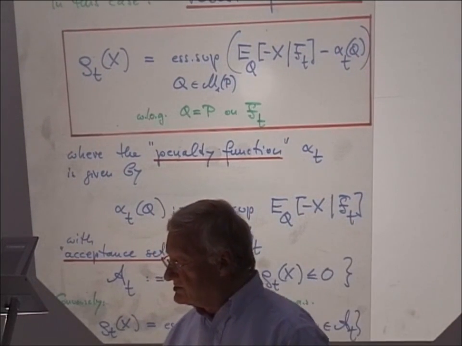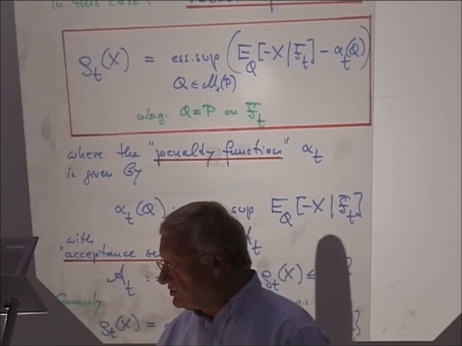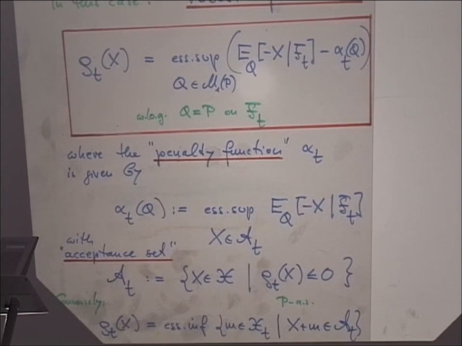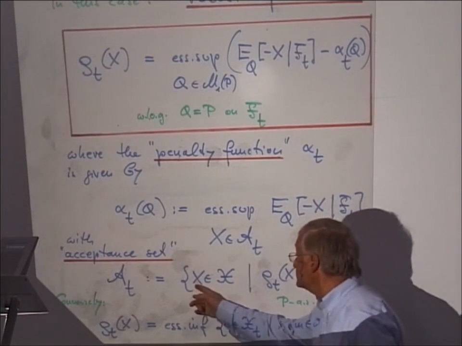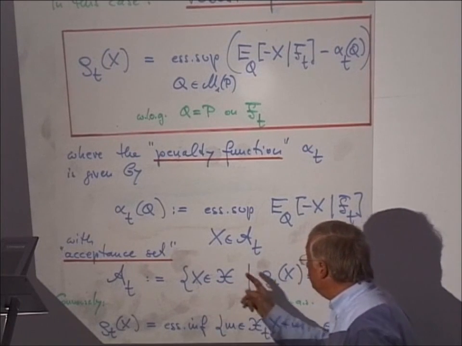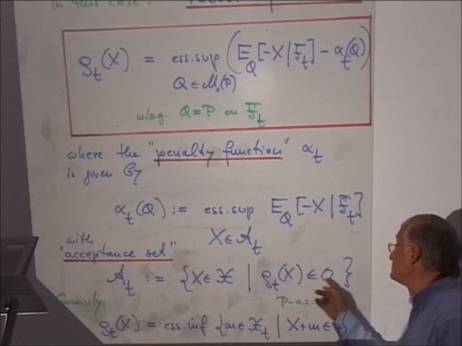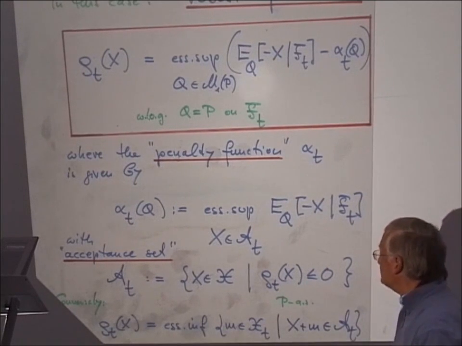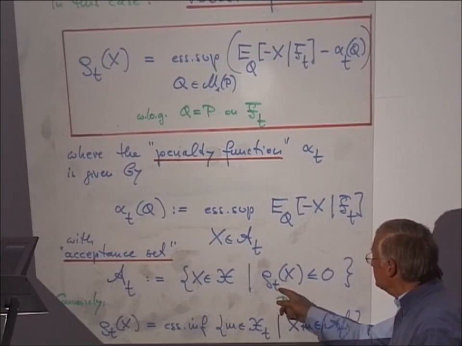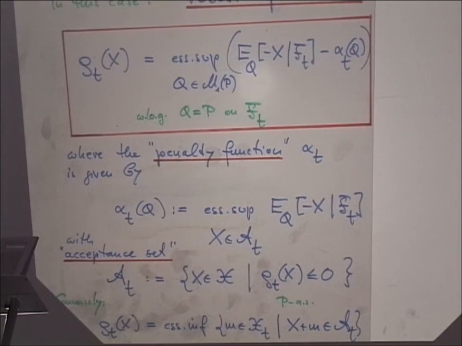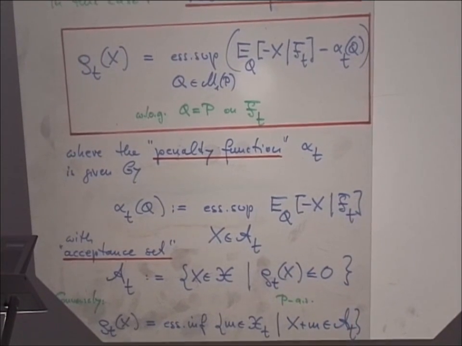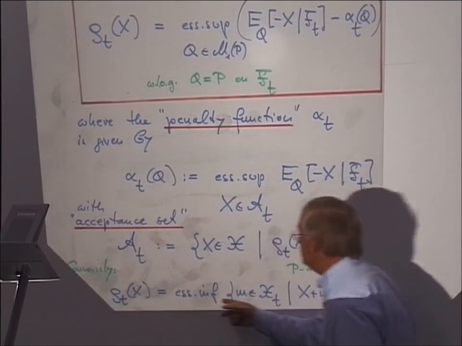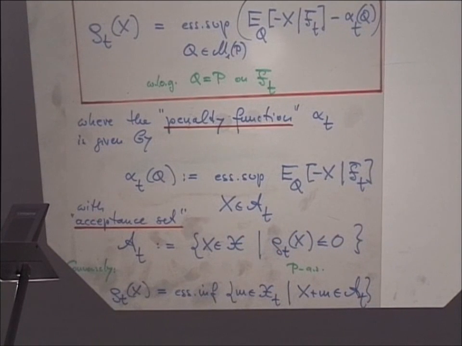And you can define it as the essential supremum of the conditional losses over positions which are acceptable in the light of the risk measure up to time t, where the acceptance set is now the class of all financial positions which do not require a positive cash addition at time t, in the sense that rho t of X is almost surely non-positive. And once you have the acceptance set, you get back the risk measure by taking the smallest amount which makes a given position acceptable.